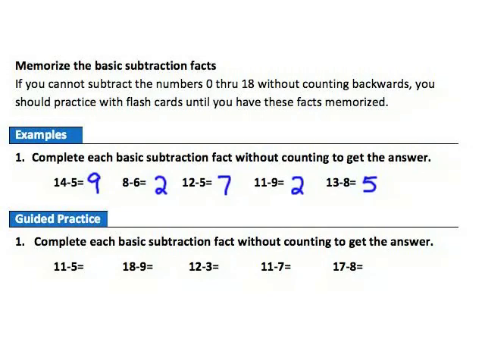Question 1. Complete each basic subtraction fact without counting to get the answer. All right. 11 minus 5 is 6. 18 minus 9 is 9. 12 minus 3 is 9. 11 minus 7 is 4, and 17 minus 8 is 9.